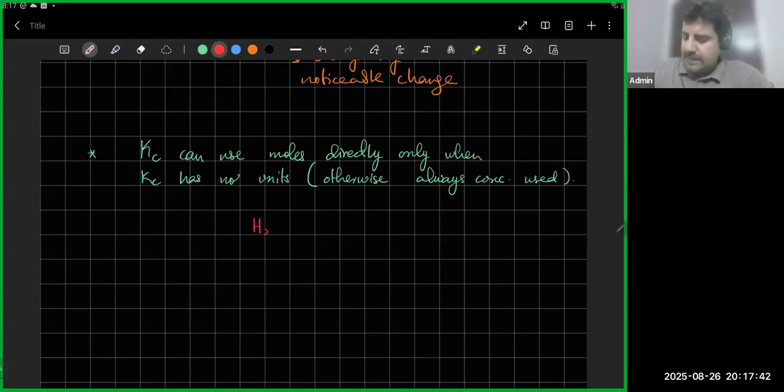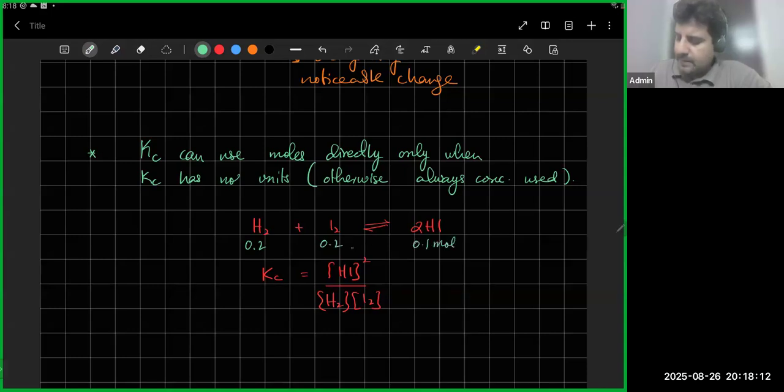And let me explain. For example, the H2 and I2 reaction, you've got this 2HI. In this case, Kc will not have a unit. It's going to be HI concentration squared divided by H2 times I2. So let's say at equilibrium, they have a certain amount of moles, 0.2 moles, this is 0.2 moles, and this is 0.1 moles, right? The point is, I don't need to convert them into concentration in this particular case because it's got no units. The numerator terms and the denominator terms would cancel out.